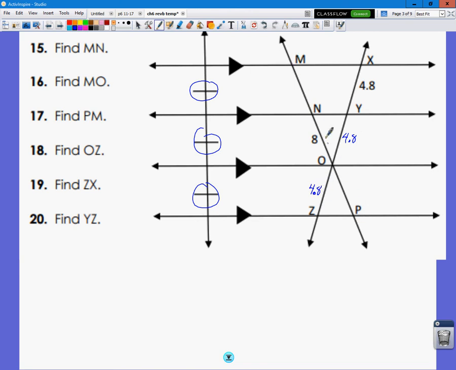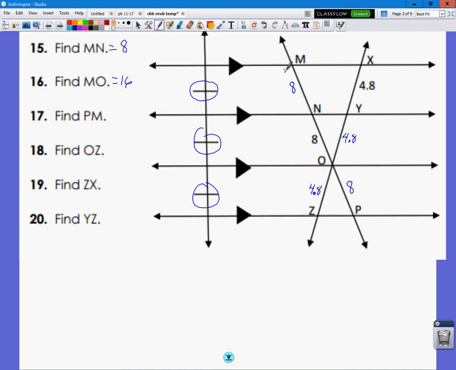On MP, it cut NO to 8, so MN will be 8 and OP will be 8. And we simply come over here and we add our pieces together. From M to N is 8. From M to O is 2 of those put together. That's 16.